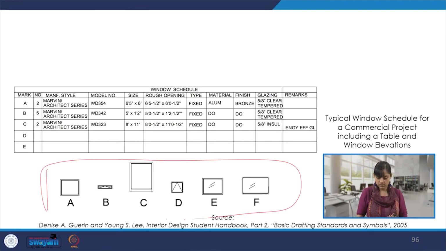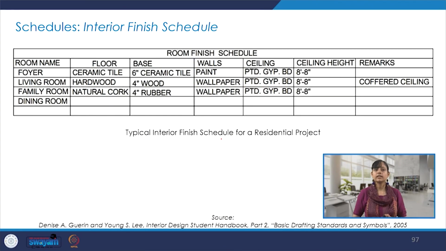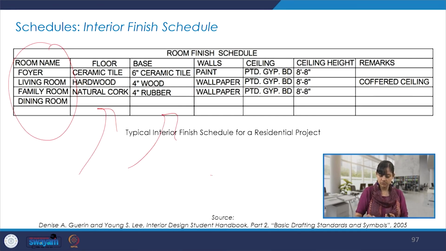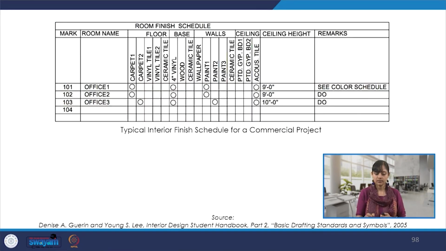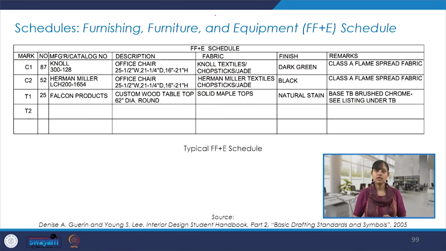Graphical symbols, and again the schedule. Then there is interior finish schedule, which is very, very crucial. Which room, which building element or space making element has what kind of finish. So that scheduling. This is another example. Then we have an FF&E schedule, which is furnishing, furniture and equipment schedule. This is also interesting. So we saw some examples of that.